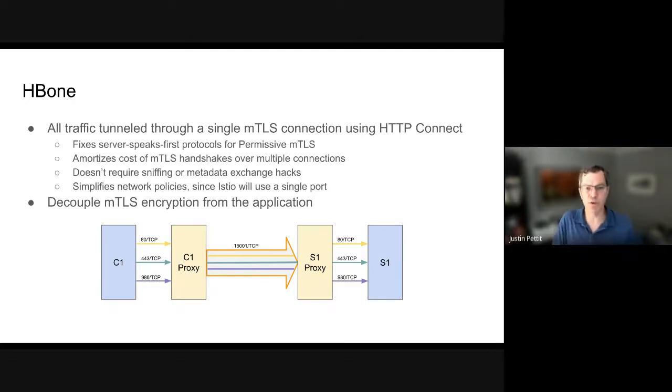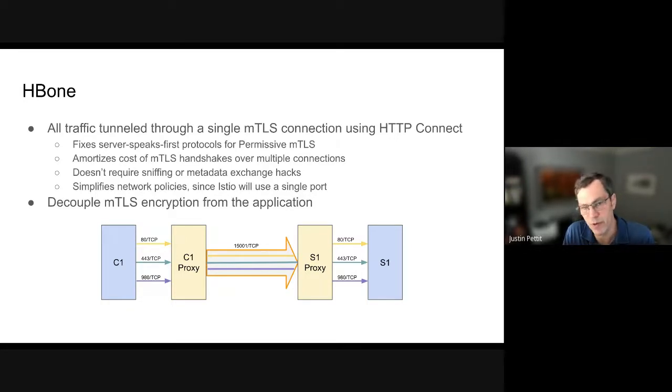And so what we do with HBone is, rather than doing that upgrade, we just open an MTLS connection between the proxies on a single port. In this case, it's 15,001. And we just do HTTP CONNECT within that and open different streams. So all the traffic is shared in that one tunnel between the client and the server.